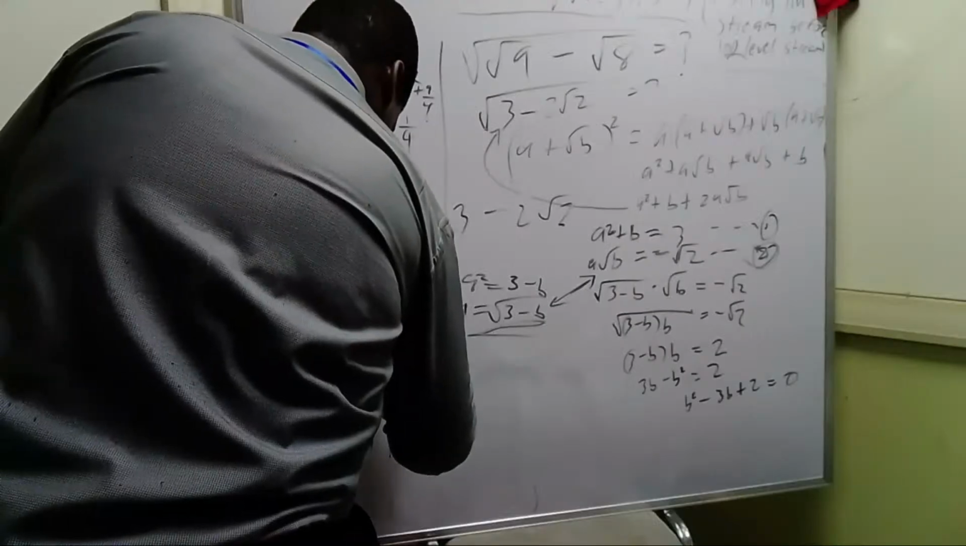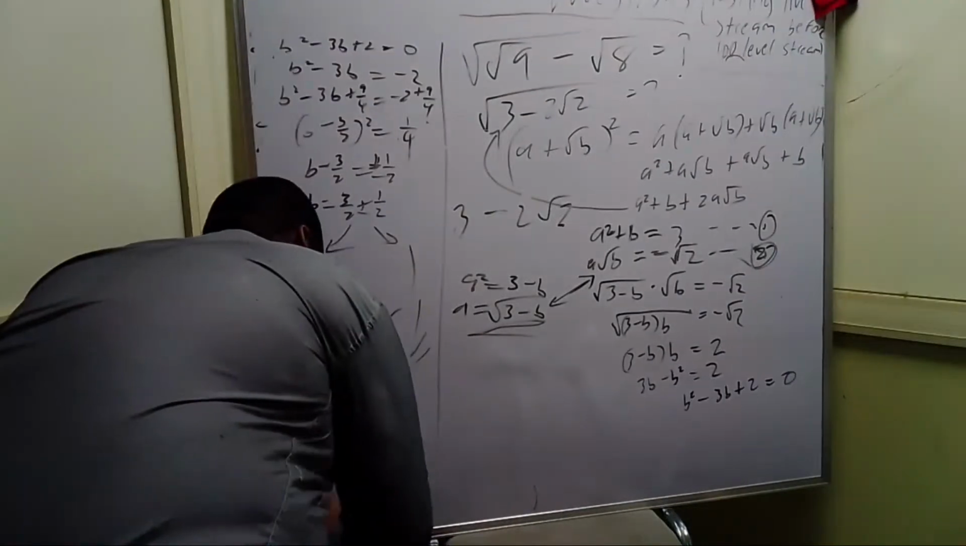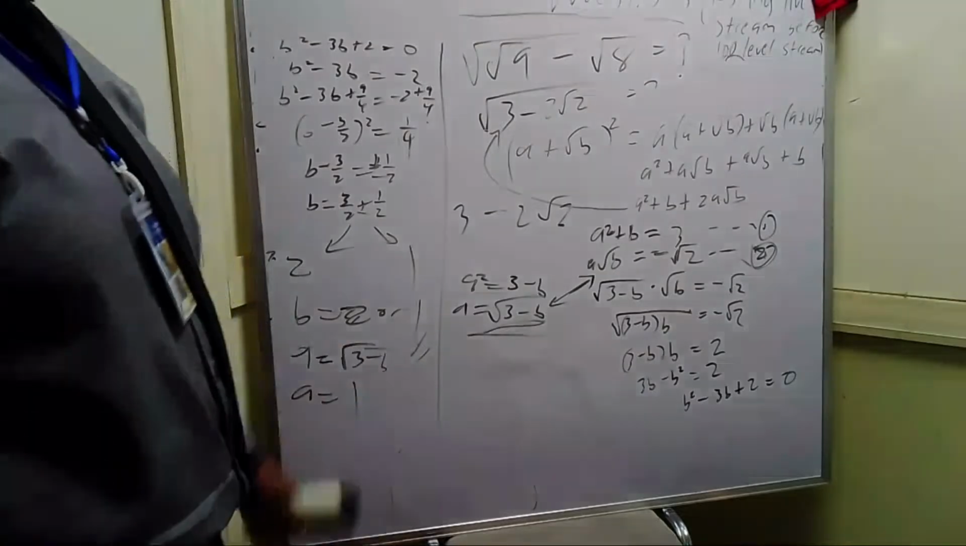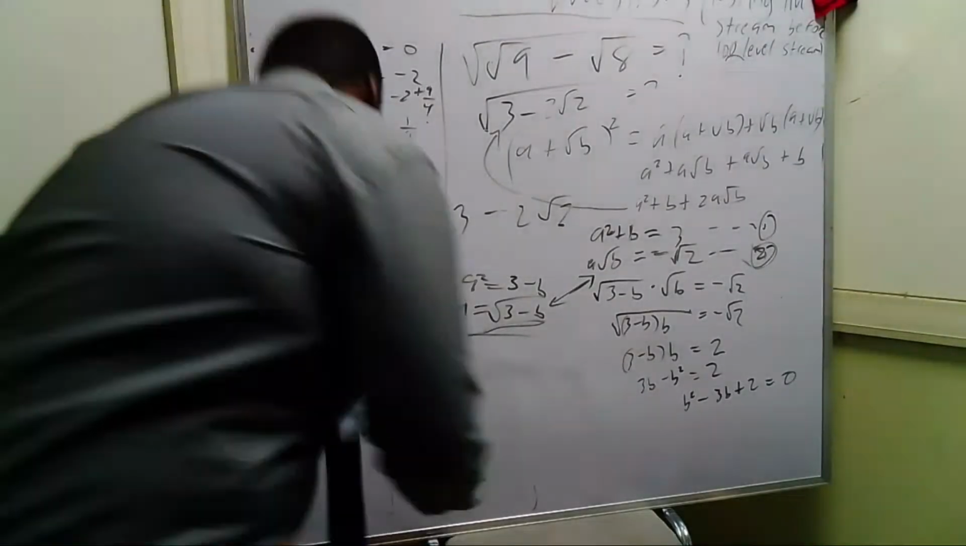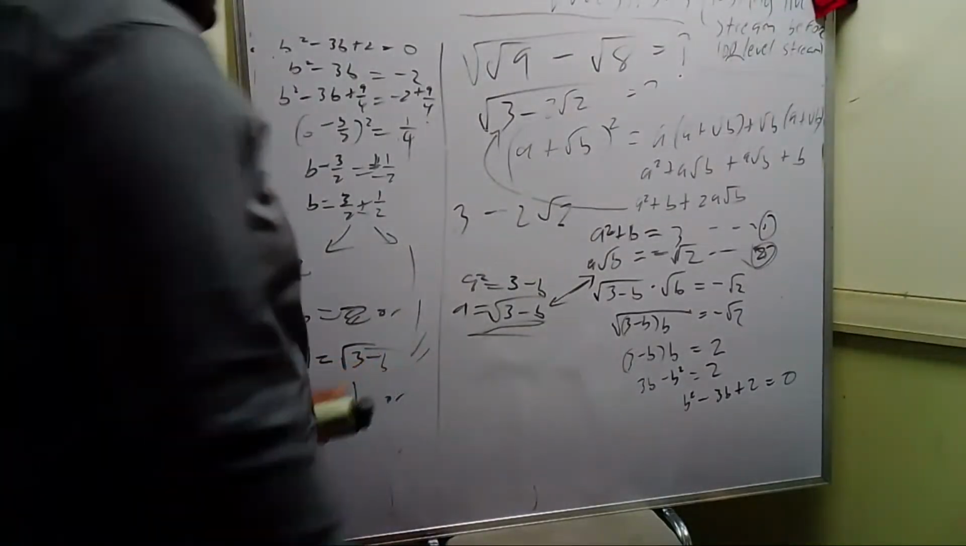So now we're working out the two possible values of a from the square root of 3 minus b. If b is equal to 2, then a is equal to 1, because 3 minus 2 is going to equal 1, and the square root of 1 is 1. But if b is equal to 1, then a is going to equal the square root of 2.